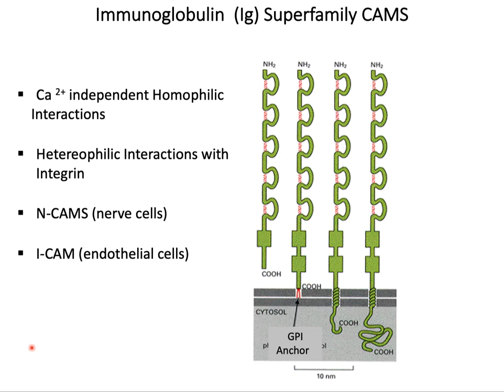So Ig superfamily CAMs on one cell will interact with the Ig superfamily CAMs on the neighboring cell, and they can also form heterophilic interactions with integrin. And again, this is a very, very large family of cell adhesion molecules. In nerve cells, these are called NCAMs or neural CAMs. In endothelial cells, they are called ICAMs, and they can take on all different kinds of membrane topology. Some of the Ig superfamily CAMs shown here are transmembrane proteins with a very large C-terminal cytoplasmic domain.